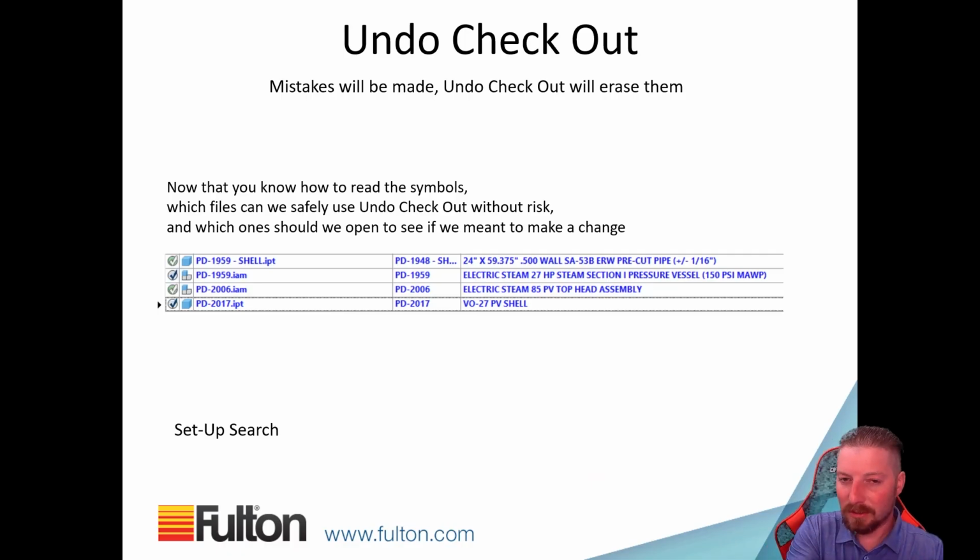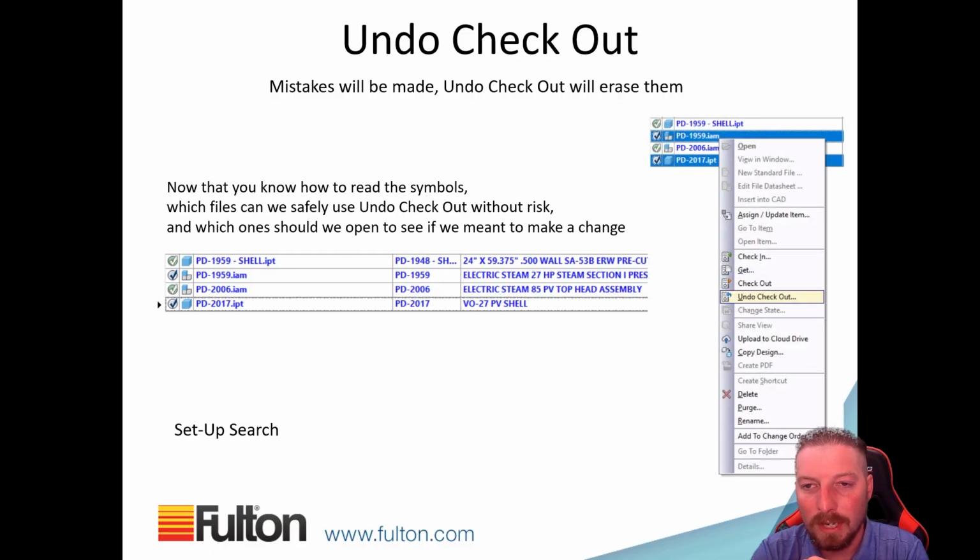And one thing we forgot to do in the Vault setup, which I should go back and add, is adding that search to know what you have checked out. We're going to do that right now. I'm going to look up what I have checked out, and you can see I have a mix here of green circles and white circles that are checked out. Which ones do you think you can undo checkout safely without risking losing any work? You guessed it. It's the white circles with check marks. So those 2 I can highlight, right click, and undo checkout.